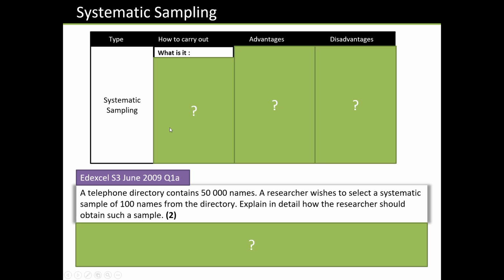We're going to do systematic next. So systematic, a bit of a clue for what you're going to do. You're going to come up with a system. You're going to come up with a rule. You're going to come up with a way of doing this.